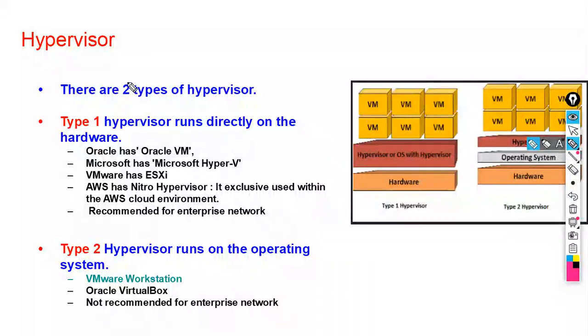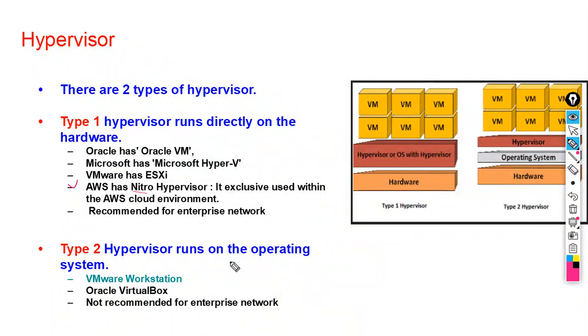Then guys, we have two types of hypervisors, type 1 and type 2. Let us see the difference. For type 1, you will have the hardware, on top of the hardware you will run the hypervisor, and then you will create the different virtual machines. This type 1 hypervisor sits directly on the physical hardware, and it is also known as bare metal software. We have different type 1 hypervisors available in the market. Oracle has Oracle VM, Microsoft has Hyper-V, and VMware has ESXi, which is the software that virtualizes your x86 architecture. And AWS has the Nitro hypervisor.